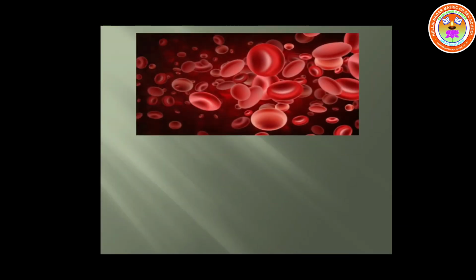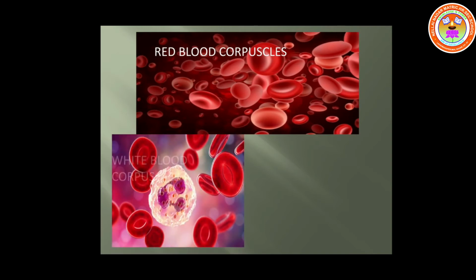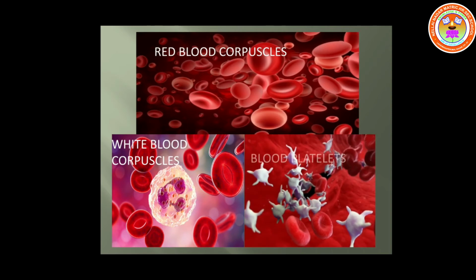There are three types of blood cells in our body. They are red blood corpuscles, white blood corpuscles and blood platelets.